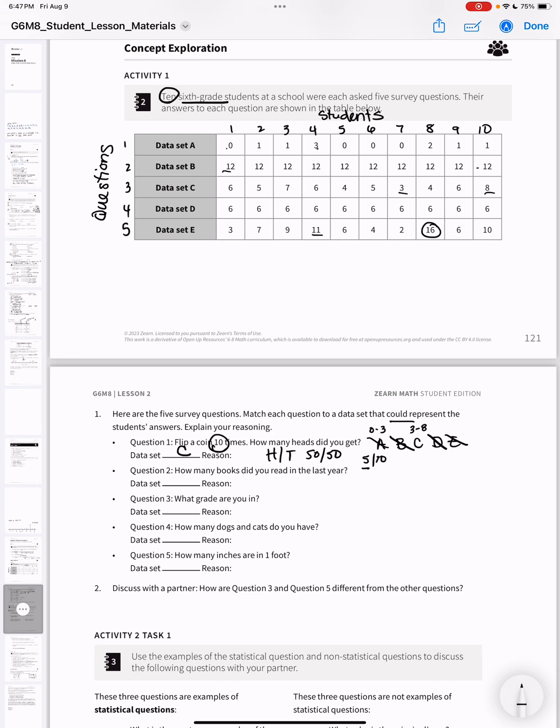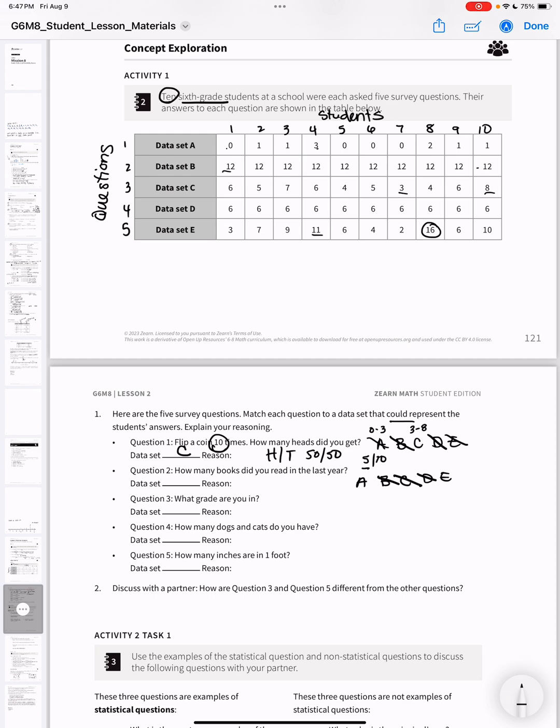Question 2, how many books did you read in the last year? All right, so again, we have A, B, C, D, and E. Well, we don't have C because we've already used that for question 1. So how many books did you read in a year? I don't see every single student reading the exact same number of books, so we can get rid of B and D as well.